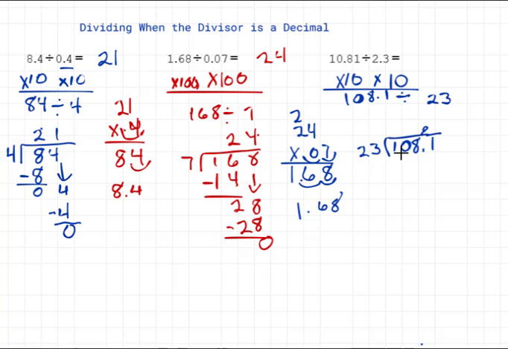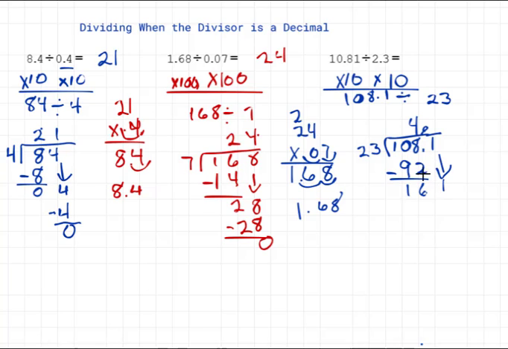23 can't go into 10. 23 can go into 108. If we did 5 times, it would be too much, so we're going to do 4 times. 4 times 3 is 12. We carry the 1. 4 times 2 is 8, 9, so I have 92. 8 minus 2 is 6. 10 minus 9 is 1. And then I'm going to bring down the 1.